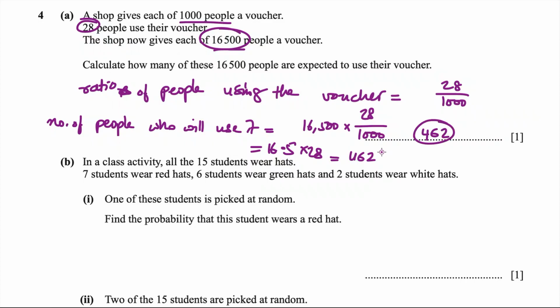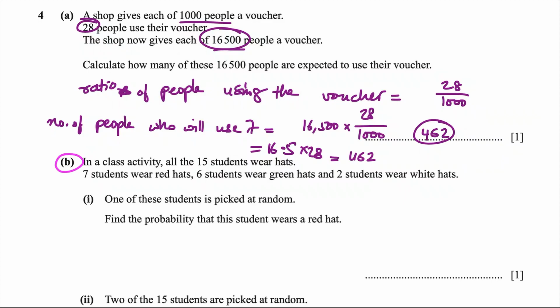So out of 16,500 people, how many people will use it actually? 462 people will use it. This is how you do these questions. You find out the ratio of how many people have used it in the first case, and you use the same ratio in the second case. Okay?